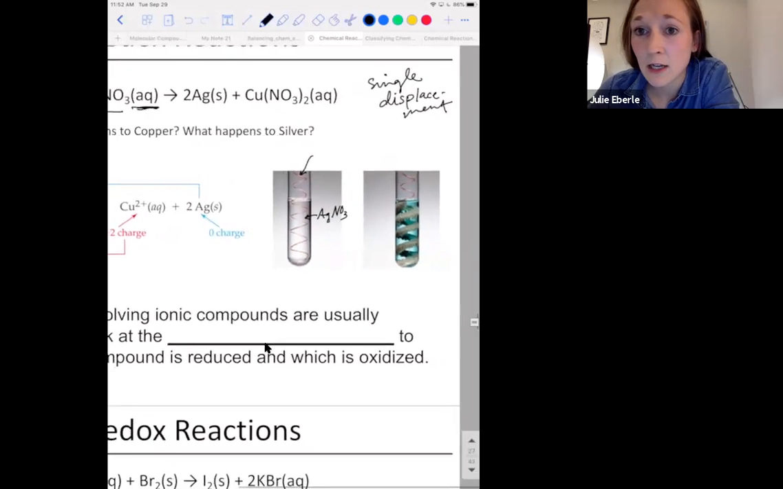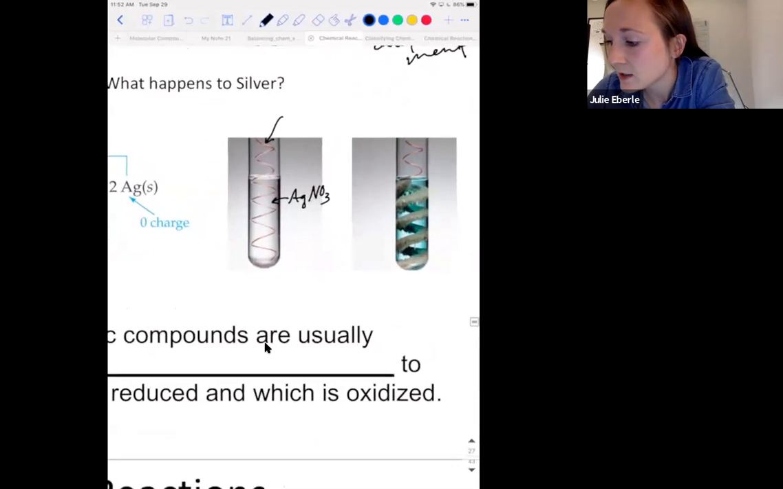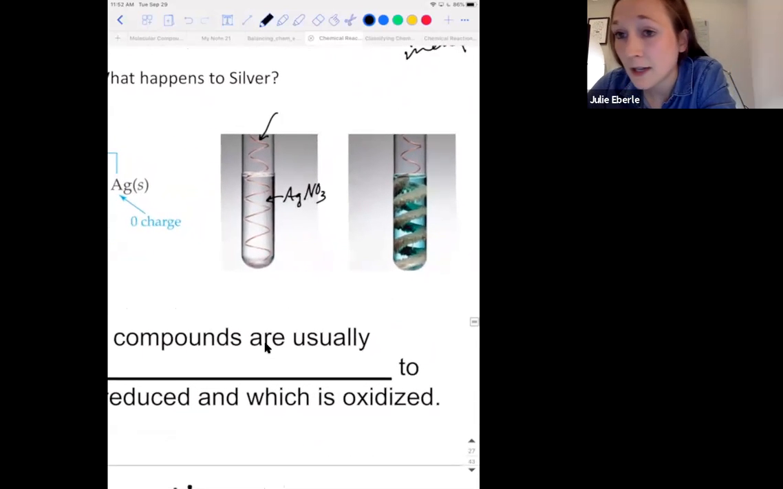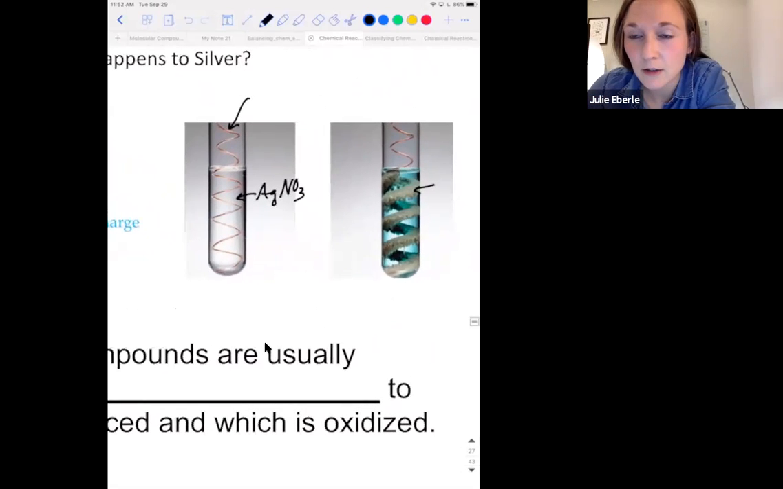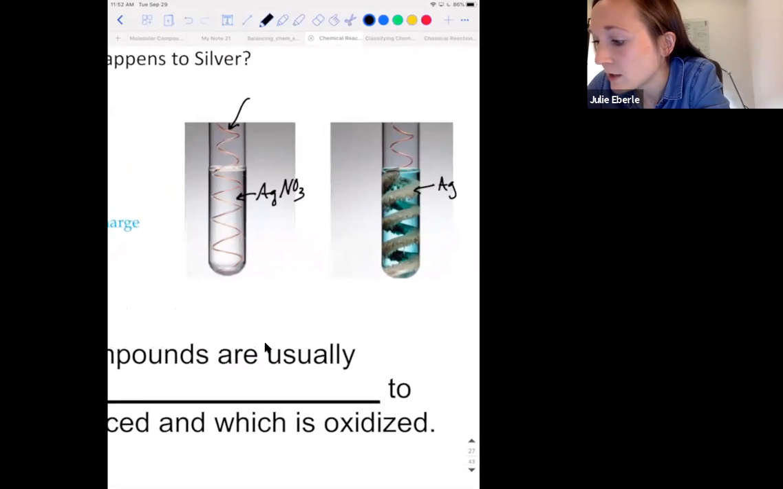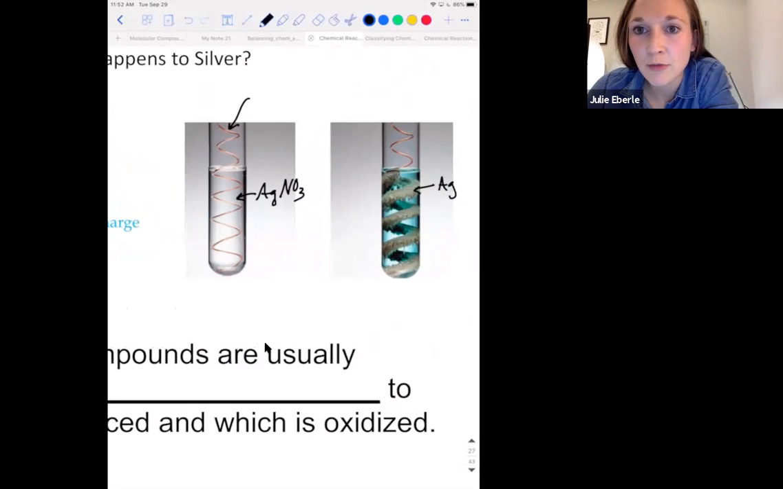But when they react long enough, what you see happening is this copper wire begins to dissolve and you see all this kind of weird silver, but it doesn't look like clean polished silver. So we're forming silver, and then you see how the solution turns a bluish green color?